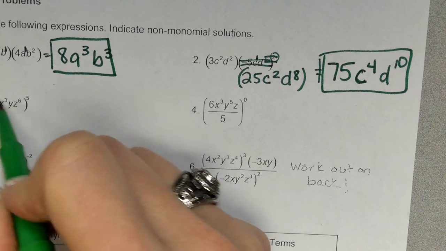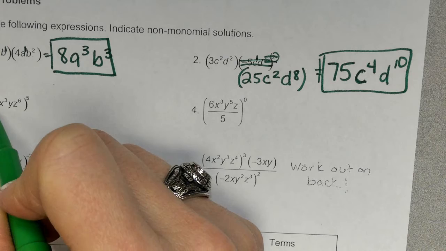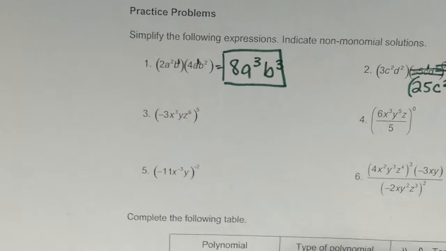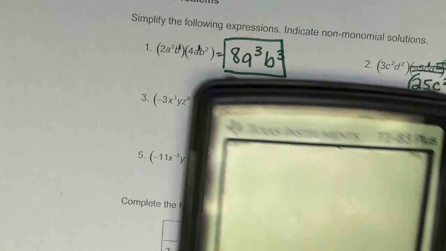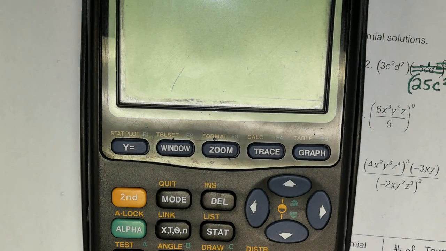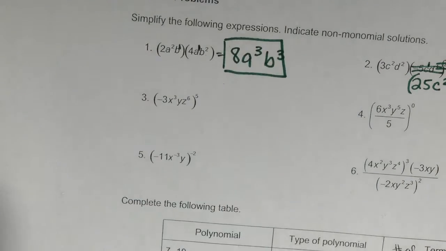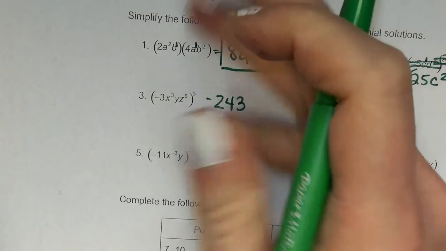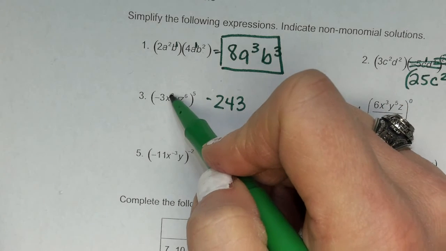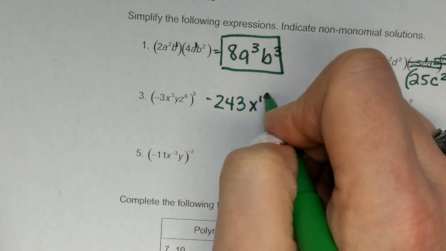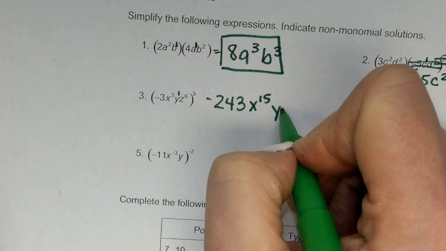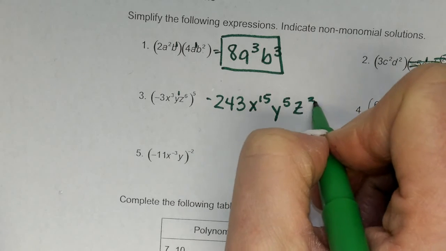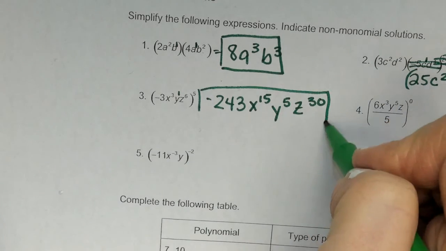So we have everything in here in the parentheses to the 5th power. So negative 3 to the 5th. Okay, so I'm going to do that in my calculator. Negative 243. So we have negative 243. Alright, so power to a power means we multiply. 3 times 5 is 15, x to the 15. 1 times 5 is 5. And 6 times 5 is 30. So this is our answer.